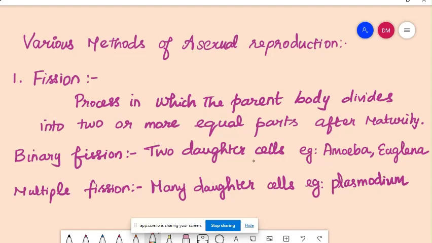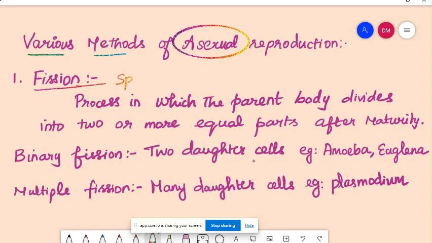We are going to discuss the various methods involved in the process of asexual reproduction. There are various methods by which the asexually reproducing organism would give birth to their offspring or the young ones. One such method, or the first method that we are going to discuss, is fission. The word fission means splitting, dividing.